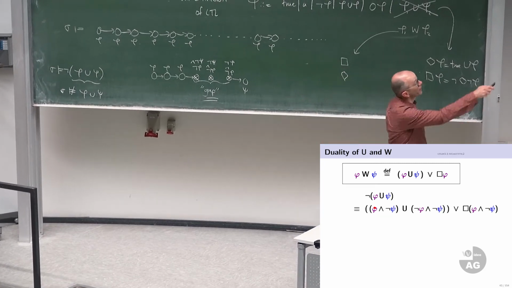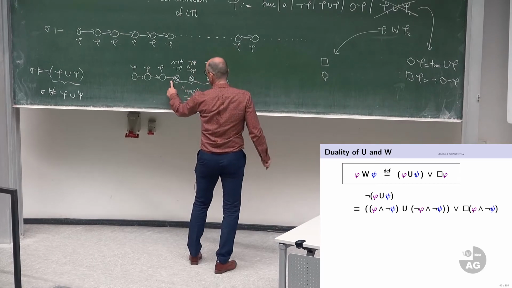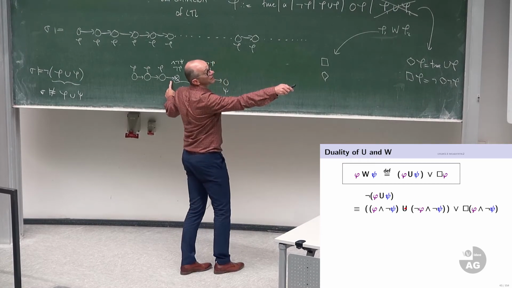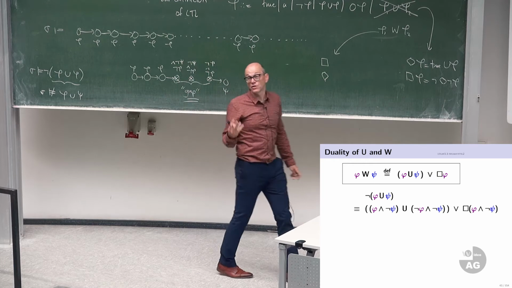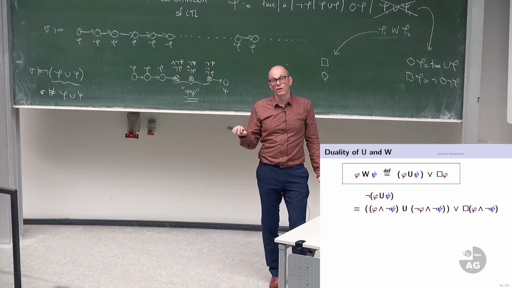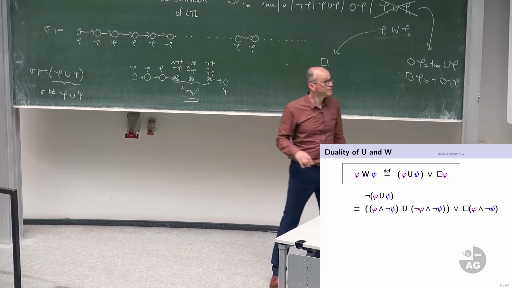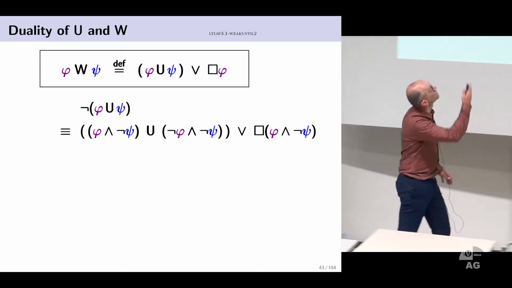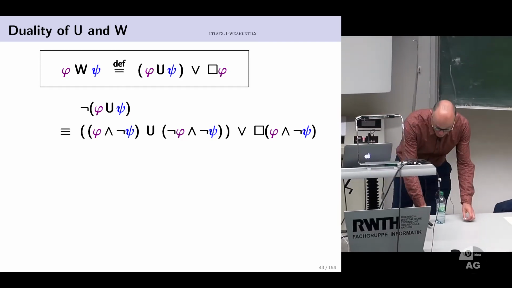And the second one is you have phi's. Here there are the phi's. But now until a point that is the gap, and the gap says, okay, neither phi nor psi holds. Yeah? And these are the only two possibilities such that you can violate an until formula. Good. Okay, so I hope this equivalence is intuitively at least clear.